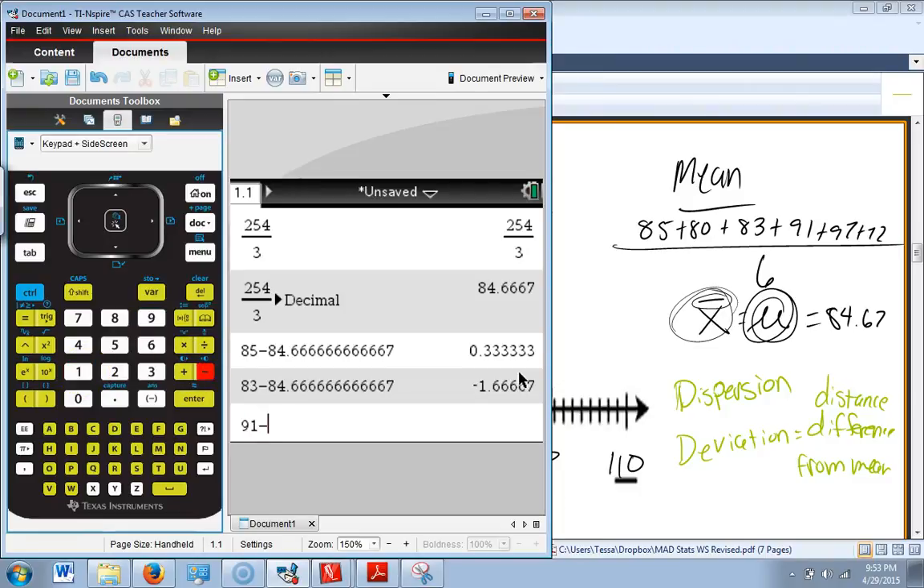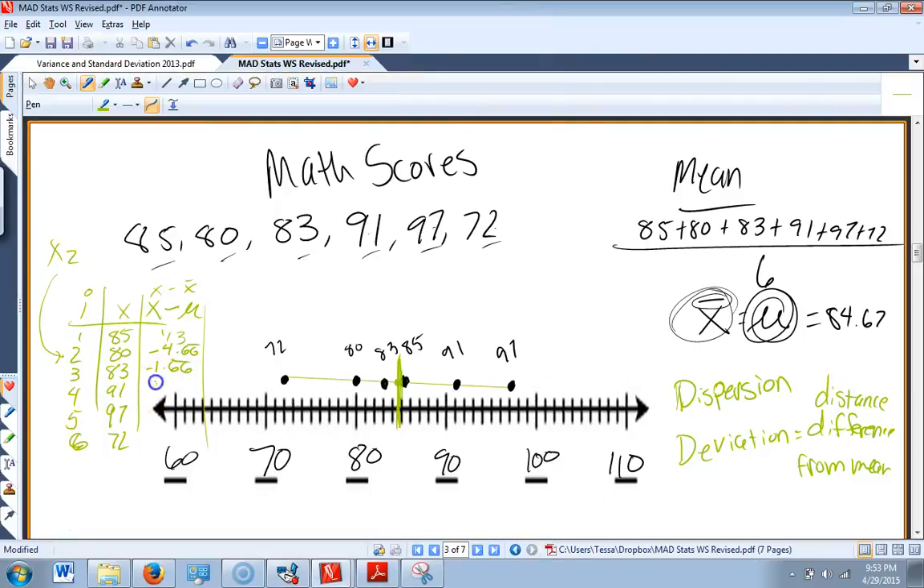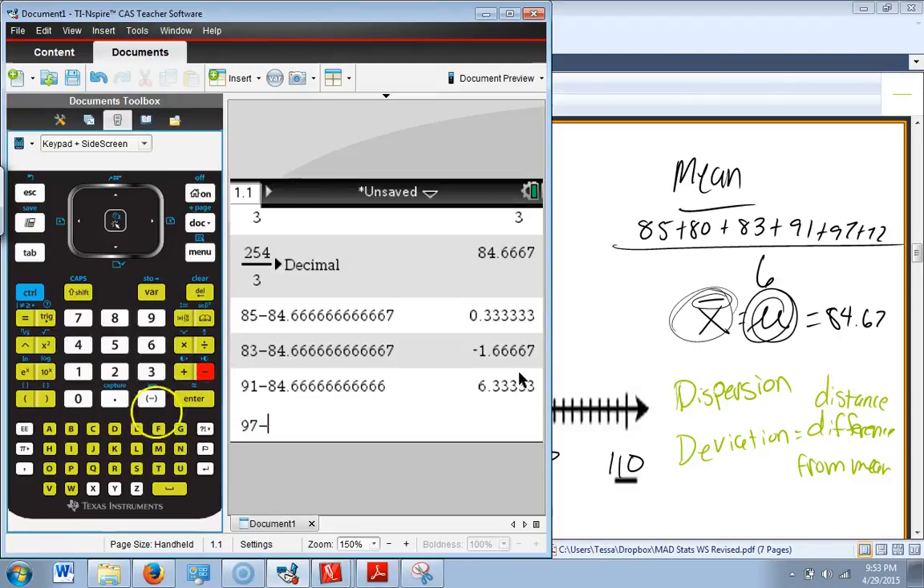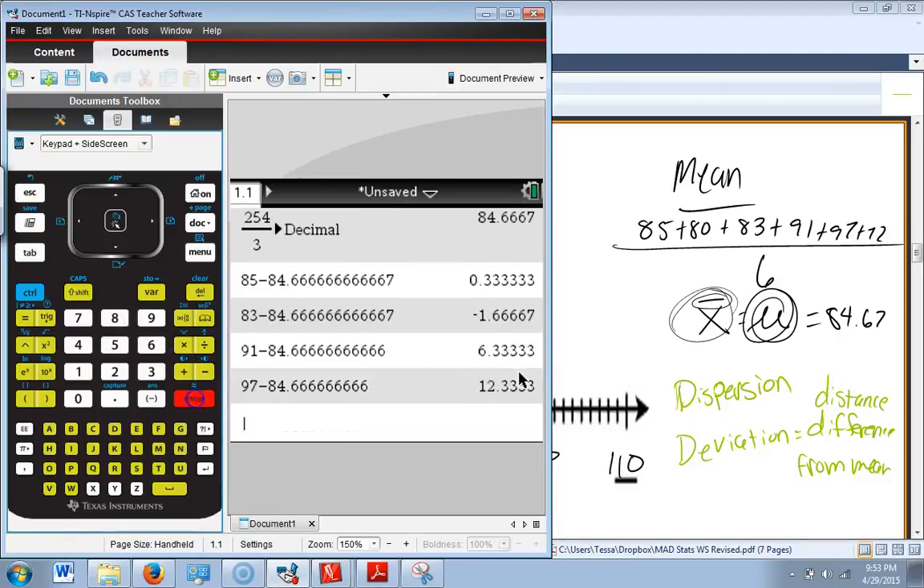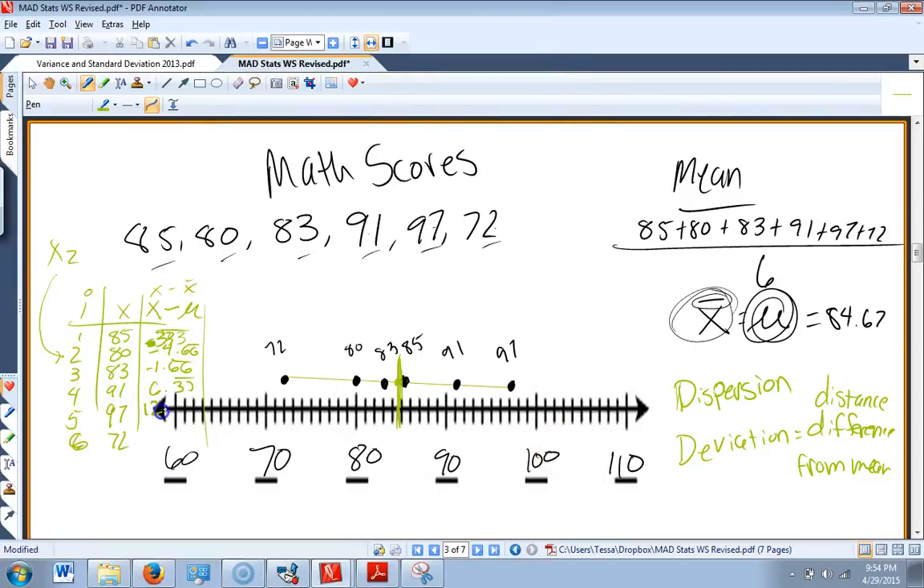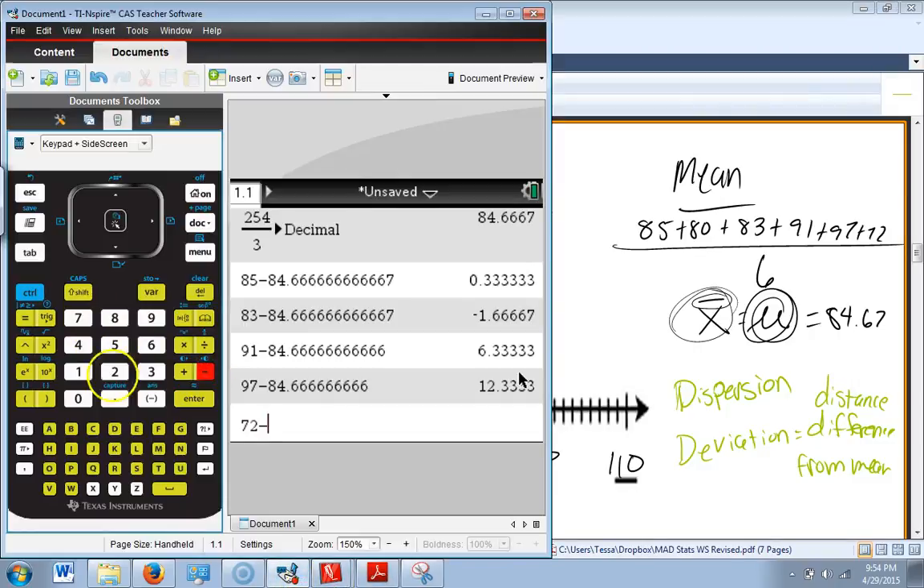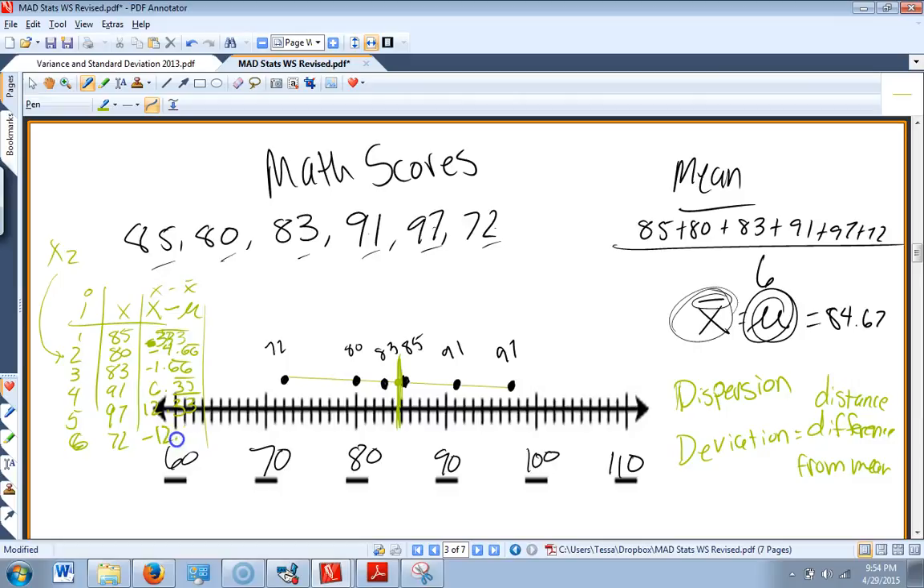91 minus, so all I'm doing here is I'm just subtracting the mean from each data point. So 91 minus 84.6 gives me 6.3 repeating. 97 gives me 12.3 repeating, and then 72 is negative 12.66 repeating.